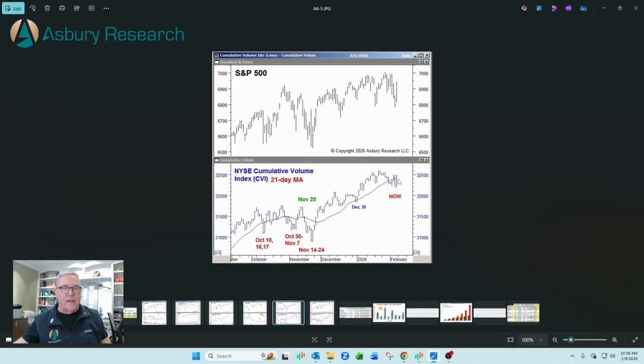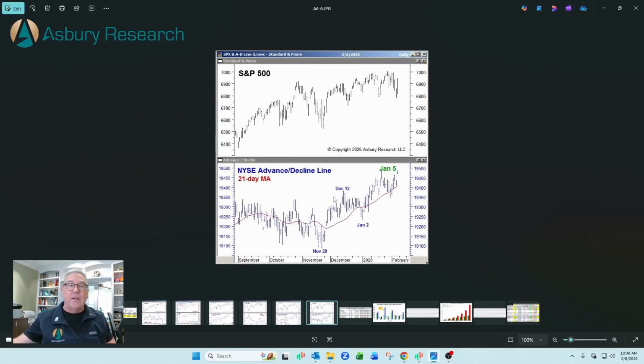It can move back to negative tomorrow, or this will be Monday, of course. But all of these are pretty close to their averages. And then finally, this is the NYSE Advance-Decline line, and that has been pretty solidly up above here since January the 5th. It tested that 21-day moving average on Thursday. It looked like it might break down through it, and you could see we gapped up on Friday. So that is the status of the Asbury 6.